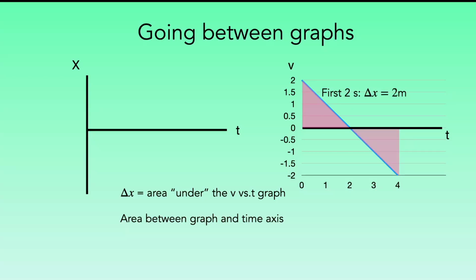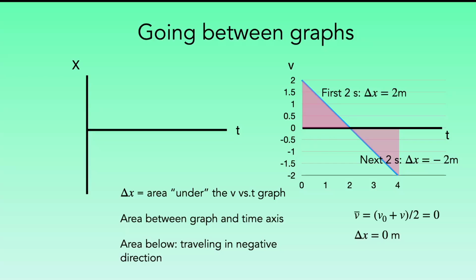In the next 2 seconds, same area but negative. Okay, and the area below, it's traveling in the negative direction, so the displacement is going to be negative. You can think of it as 1/2 times 2 times negative 2, or you can think of the absolute value, 1/2 times 2 times 2, but it's traveling in the negative direction. Okay, and again, it's between the graph and the time axis. That's why that red is shaded in there. Well, that means the total displacement is 0.